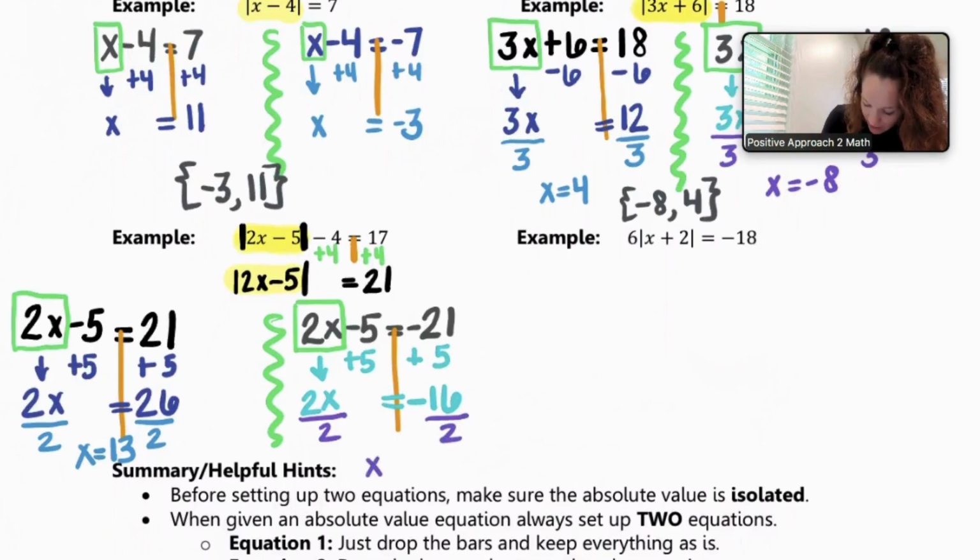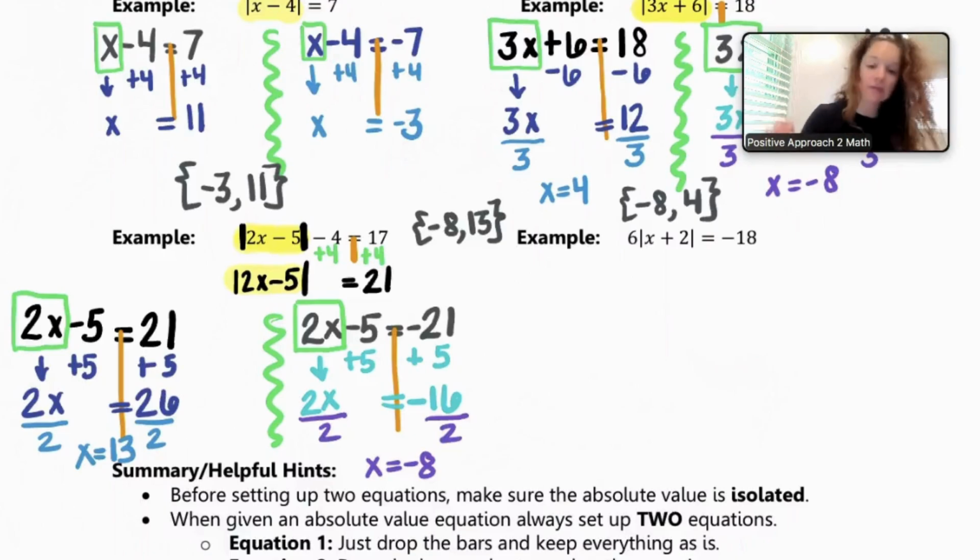Negative 16 divided by positive 2 is negative 8. And so our solution set, the thing that will make this equation true, we have two values. X can equal negative 8, I'm squeezing it right at the top here, or X can be 13. And I just use those little brackets.